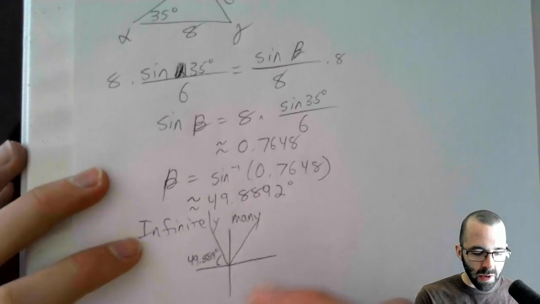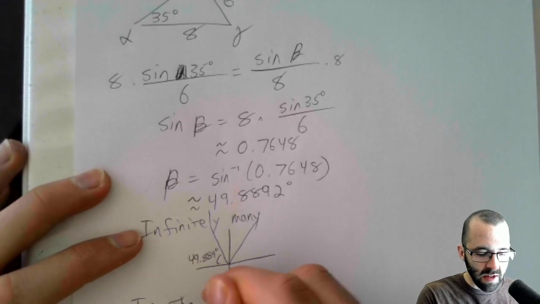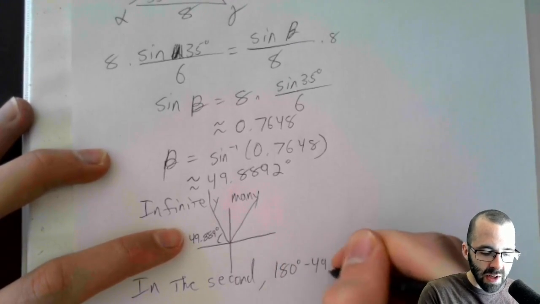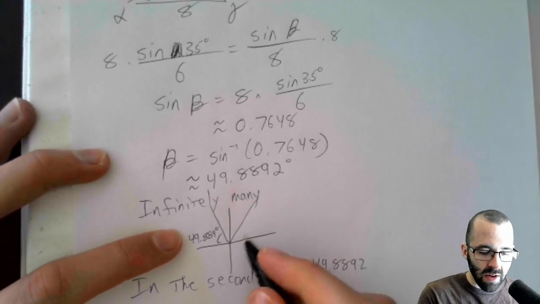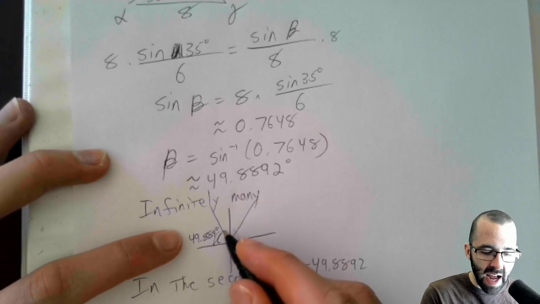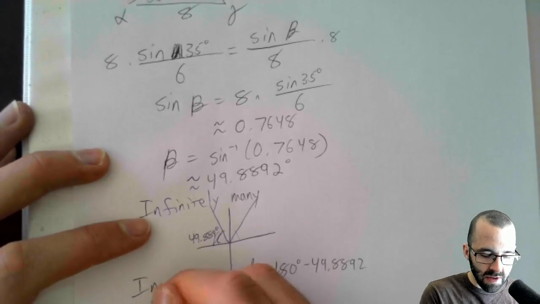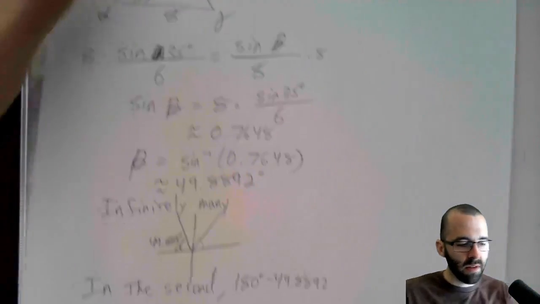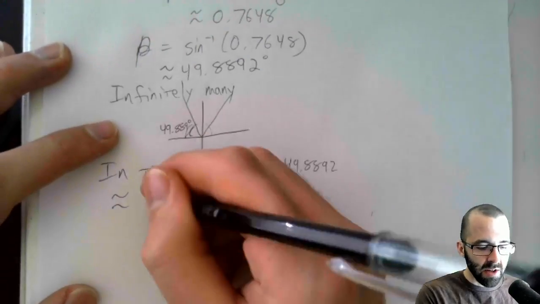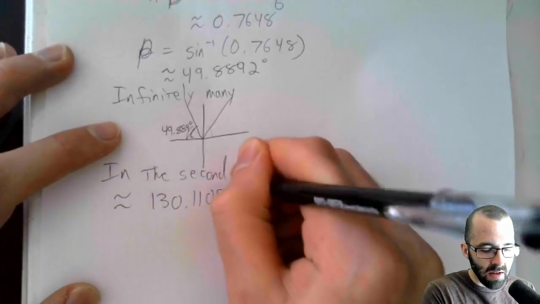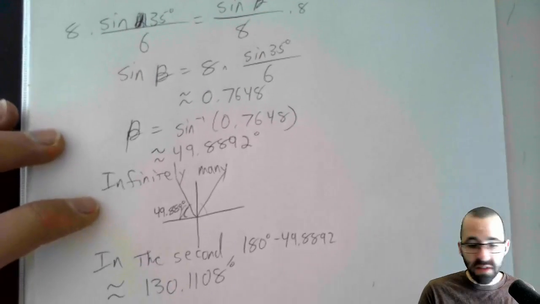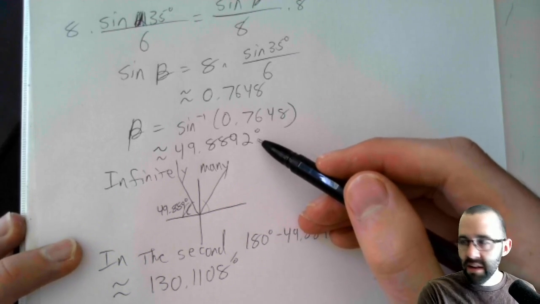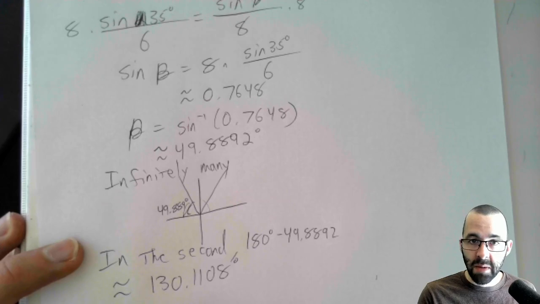Okay. So in the second quadrant, the angle is going to be 180 degrees minus 49.8892, right? Because we go 180 degrees over and then back the reference angle. So that's going to be equal to 180 minus 49.8892, which is 130.1108. So we need to ask ourselves, does this make sense? We have one value for beta up here that definitely makes sense. Does the second value of beta make sense?